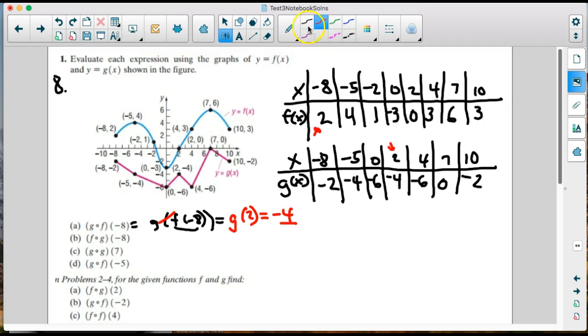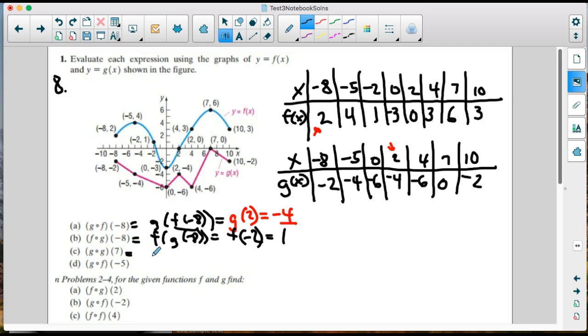The next problem is the reverse of that, so I'm going to find g of negative 8 first. So that's going to be f of g of negative 8. That's going to be negative 2 this time. That's right here. And then I'm going to do f of negative 2, which is 1 here in the chart. Negative 2, 1. Now if I was looking at the ordered pairs, I'd be doing the same thing.